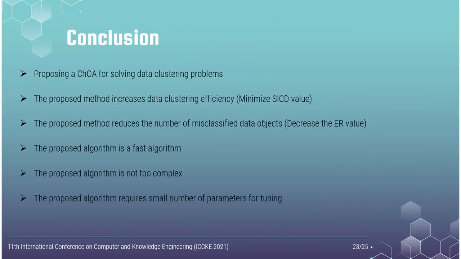Finally, I want to explain the conclusion and the main contributions of this paper. First of all, we proposed ChOA for solving data clustering problems. After that, our proposed method increased the data clustering efficiency and reduced the number of misclassified data objects, or decreased the ER value. Moreover, our proposed algorithm is fast, it is not too complex, and it requires only a small number of parameters for tuning.